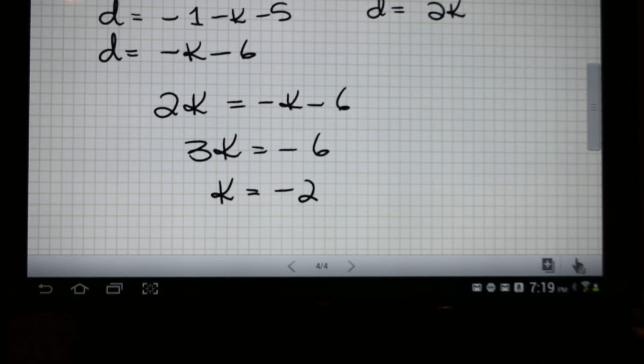Is that what it asks us to find? Yeah, just k. And we're done. That's it. Nothing else to that.